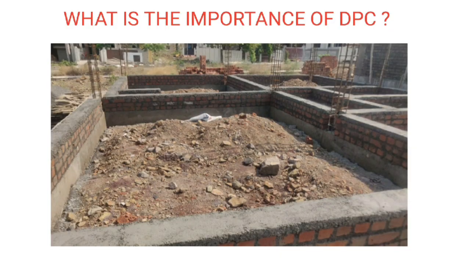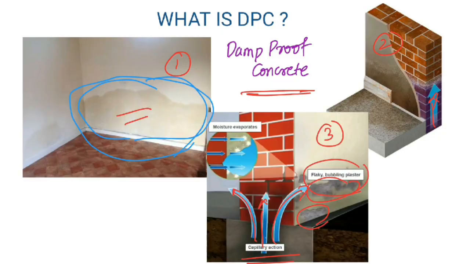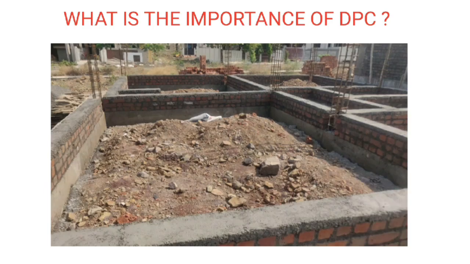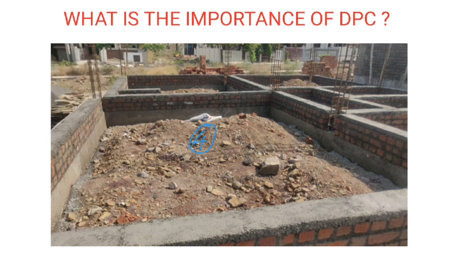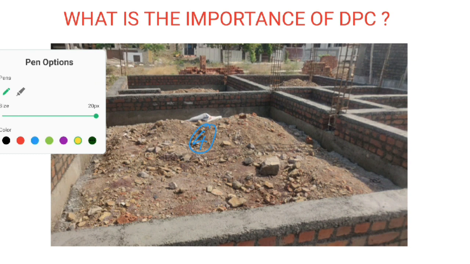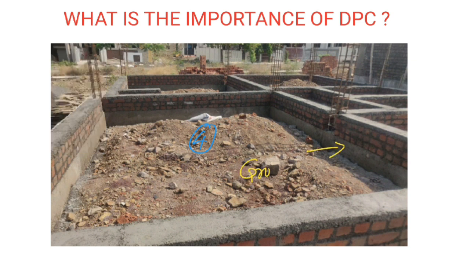So to avoid that, what should we do? Here we must know the importance. To avoid this capillary rise, we need to provide damp proof concrete. Especially in this fourth figure, we have constructed a plinth. This is a ground beam, this is the brick masonry, and this is our plinth level.